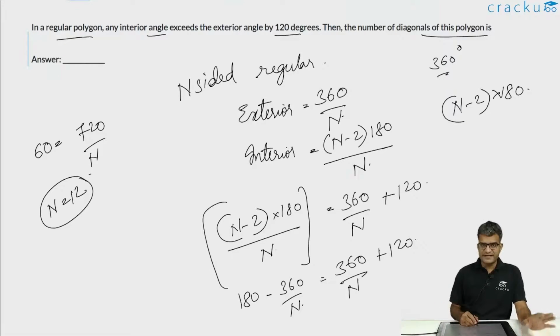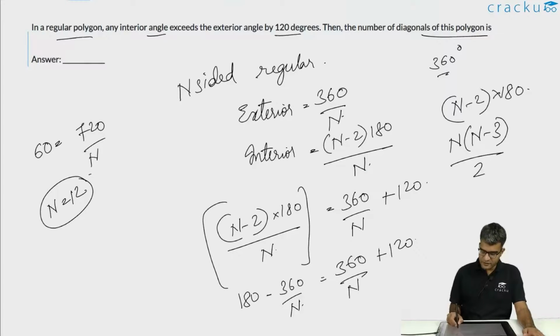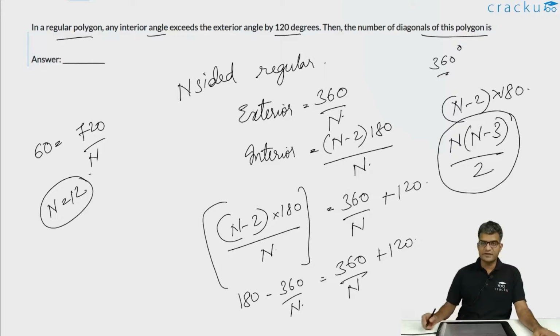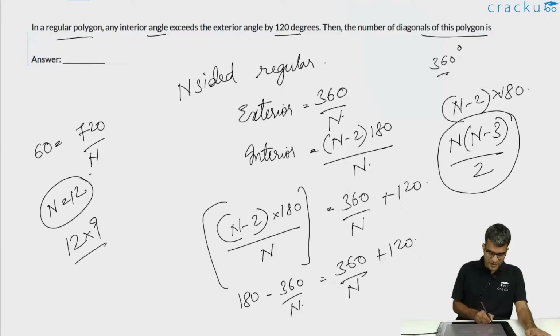And we know that in an n-sided polygon, what is the number of diagonals? The diagonals will be n into n minus 3 divided by 2. In an n-sided polygon, the number of diagonals is n into n minus 3 divided by 2. Here the value of n is 12. So the number of diagonals is 12 into 9 divided by 2, which is equal to 54. So the answer for this question is 54.